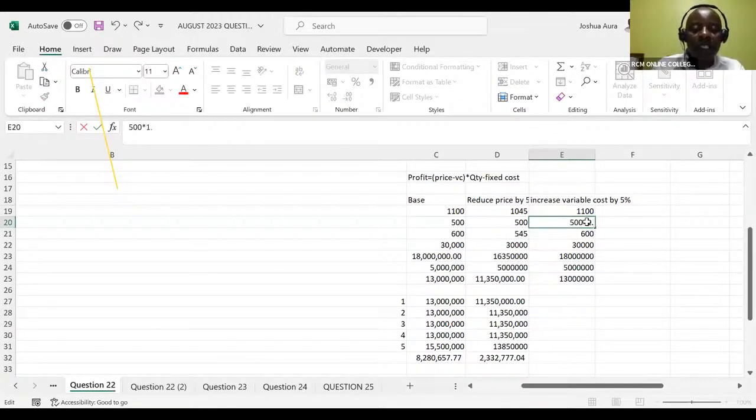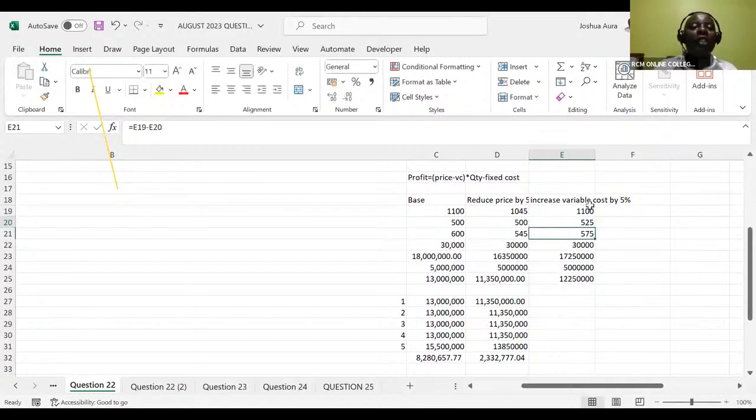But you see, if you say just times 1.05, this thing will not bring itself up. You must go back and say equals. I must go back there and say equals. And then I should be able to say now what here. Once I say enter, every other thing changes automatically. So I have a new cash flow profit there.